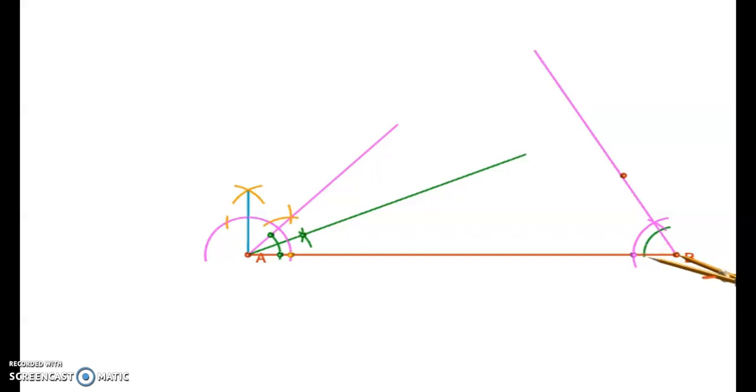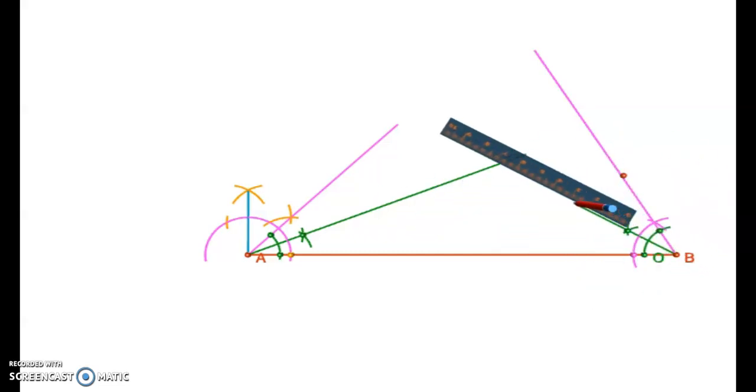Take some convenient radius, draw the arc as shown, and mark the points of intersection. Then, without changing the radius you took earlier, draw two more arcs as shown in the construction, and draw one more arc intersecting the previous one. Now join the point of intersection of these two arcs with B to get the angle bisector of B. Now these two angles are bisected, children. We have drawn two angle bisectors.